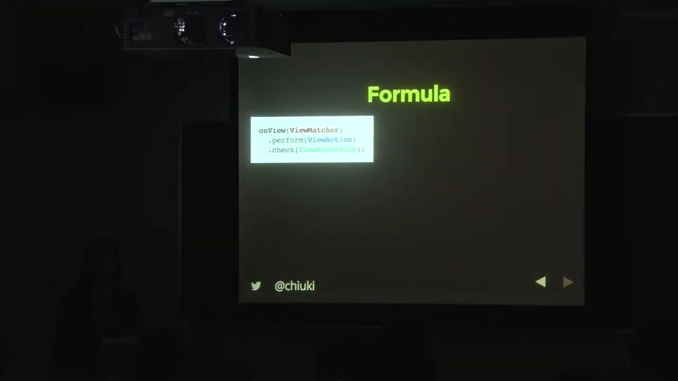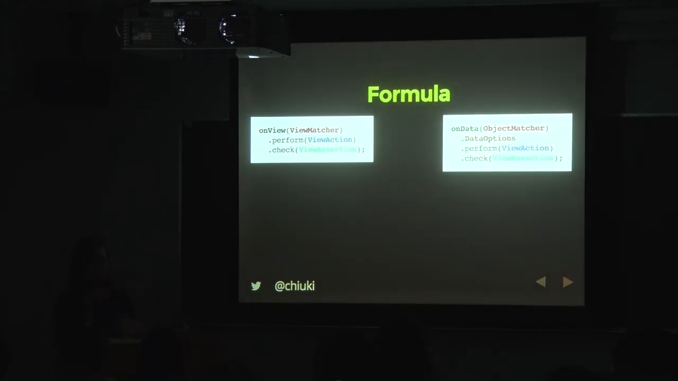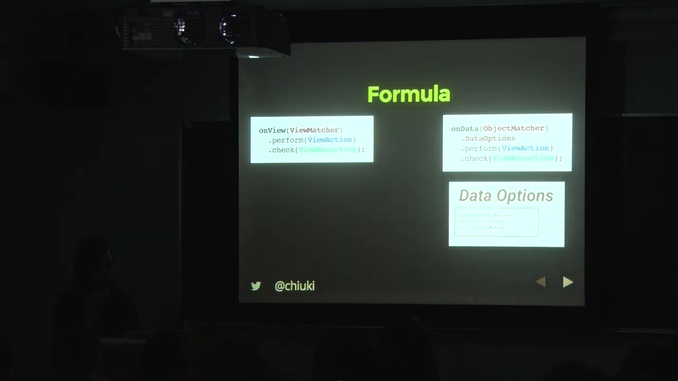What does this do? So we have seen the Espresso formula before, onView perform check. OnData is similar, except that it is used for adapter view. So the most common adapter view is a list view. And you have to think about it slightly differently. Instead of matching a view, you're matching a data, which is why it says OnData. And you're using an object matcher rather than a view matcher.